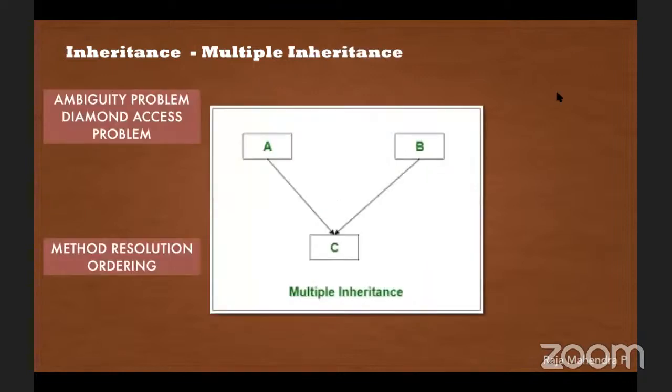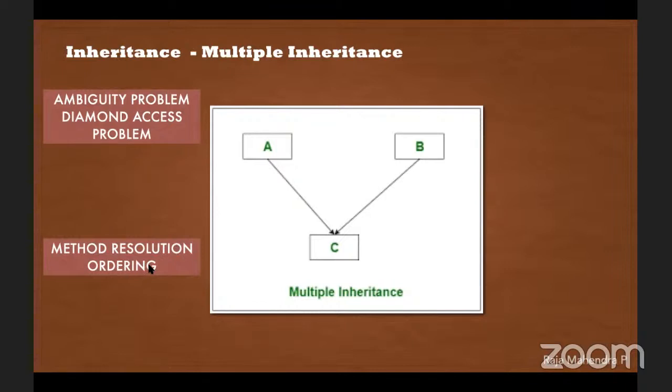When you talk about multiple inheritance, this is like two parents with the same child. One child having two parents. A and B are parents and C is the child. But with multiple inheritance, most of the time we face the ambiguity problem, the diamond access problem. I will talk about what the ambiguity problem and diamond problem are, and this can be solved by using method resolution order.